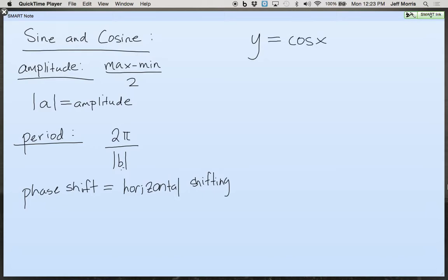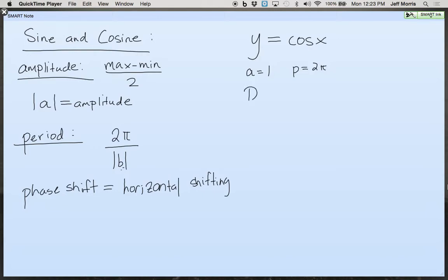All right, y equals cosine x. We're going to run through this fast. What's amplitude? 1. What's period? 2 pi divided by 1, which is 2 pi. Is there a phase shift? Vertical shift? All right, we're going to predict the domain and range without even knowing the graph.